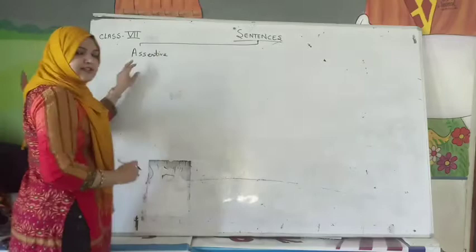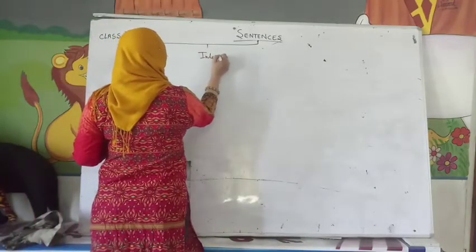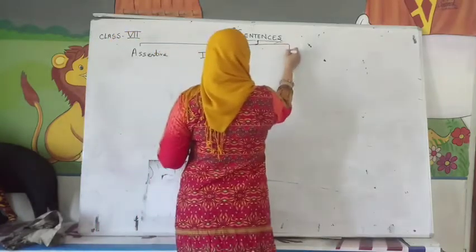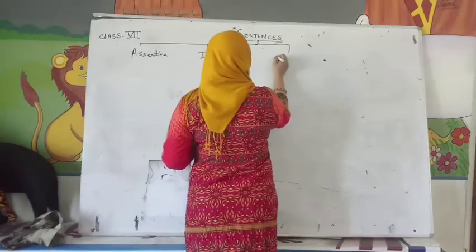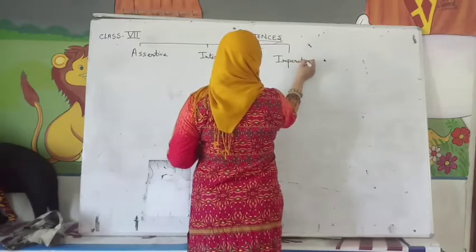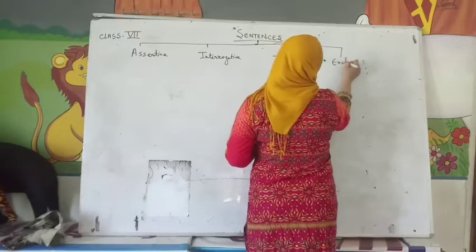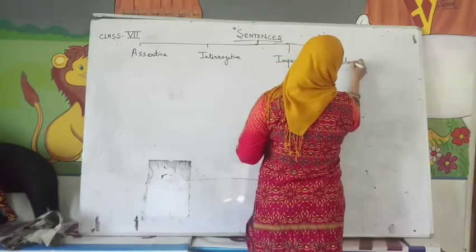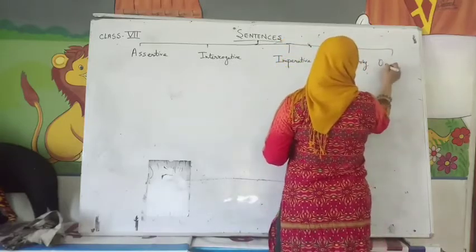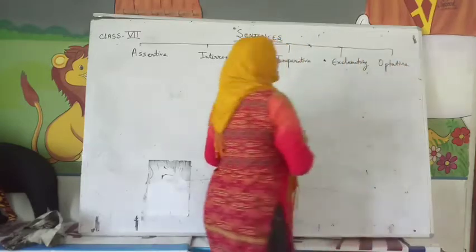First is assertive sentence. Second is interrogative sentence. Then you have imperative sentence. Then you have exclamatory sentence. And then you have optative sentence. Okay? You have optative sentence. These are the 5 sentences.